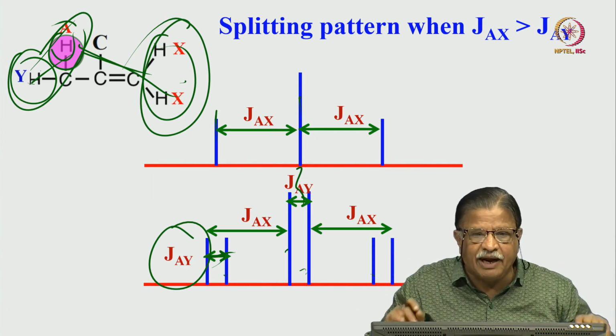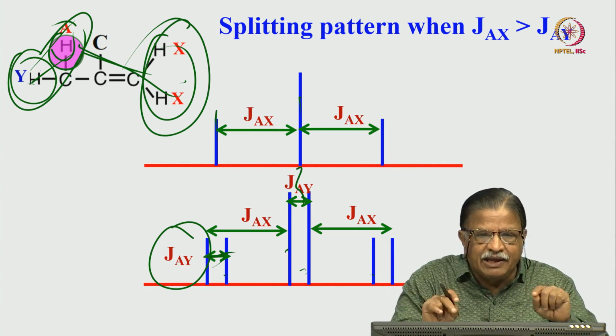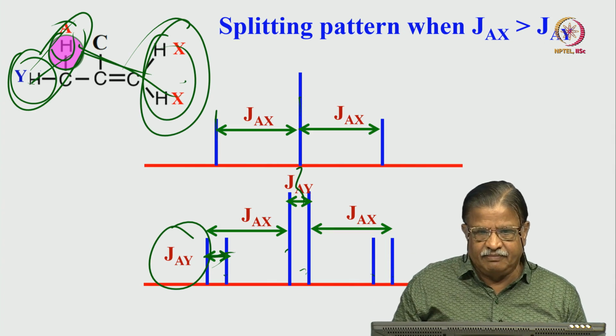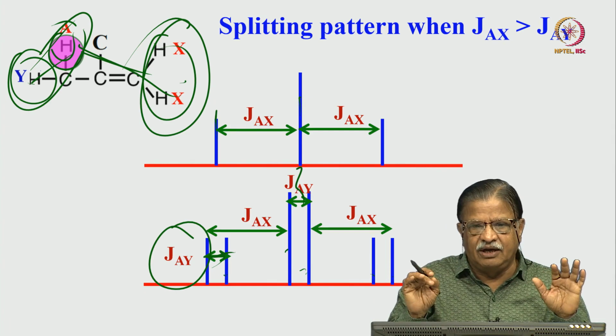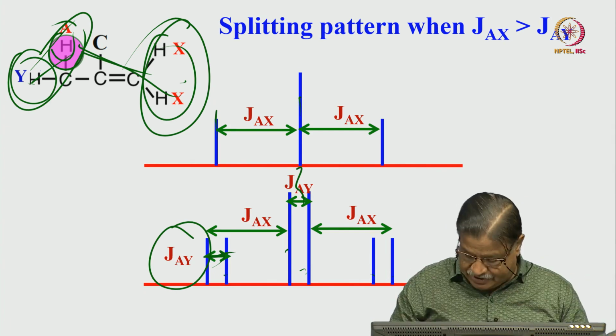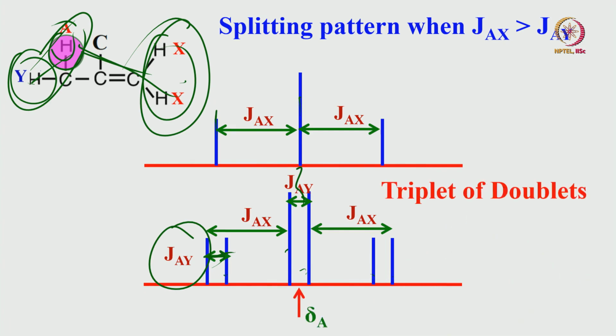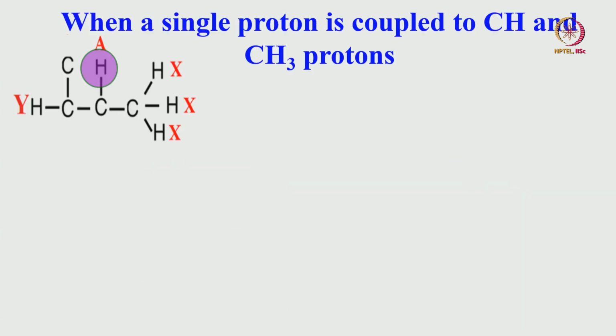What do we call this triplet? The larger coupling here is triplet, smaller coupling is doublet. So, it is called triplet of doublets, and this is the pattern we call triplet of doublets, and the center of this multiplicity pattern corresponds to the chemical shift of proton A. That is what it is. Okay. Let us continue further.